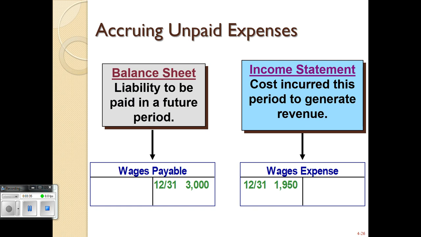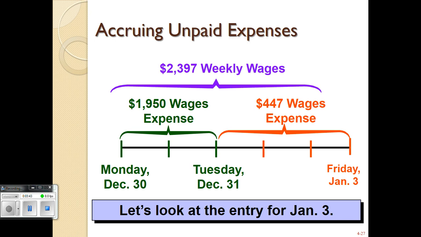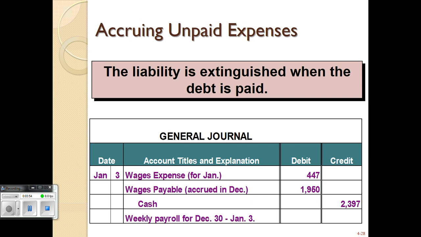Okay, looking at my T accounts, it looks something like this. Once again, it impacts both the income statement and the balance sheet. Now at the end of the week, I owe the employees another $447, for a total of $2,397 for the week. So notice what happens at the end of the week when I pay them. There's my cash for $2,397. My wage expense for January is the $447. My wages payable is $1,950.